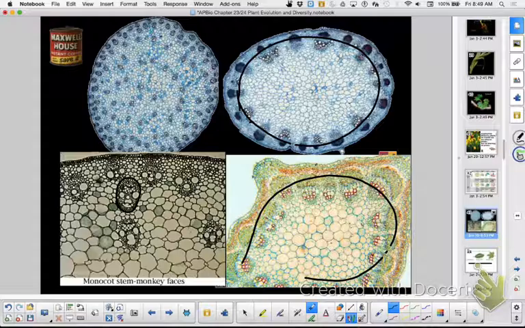Now, there's an exception to a monocot that lasts a really long time, and that is a palm tree. But think of how the palm tree grows. Straight up, right? Straight up on a palm tree. It doesn't branch because only dicots / eudicots can branch like that.